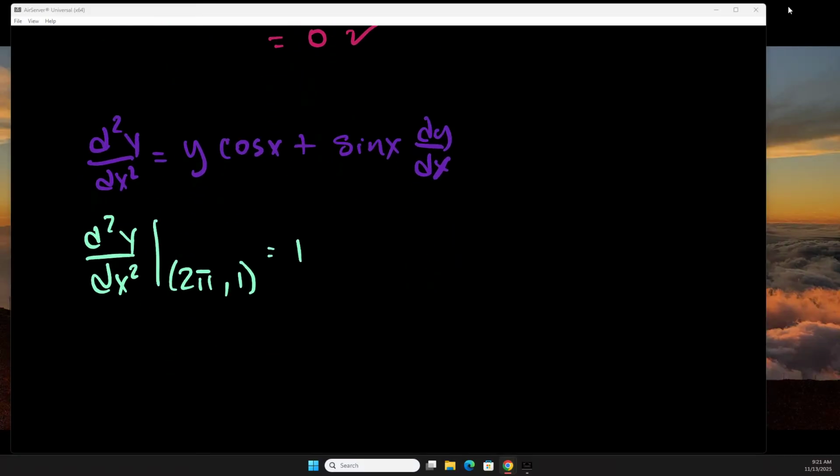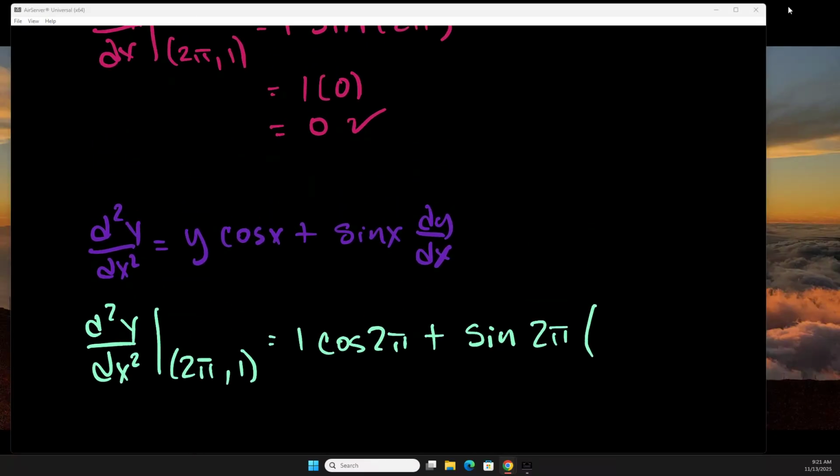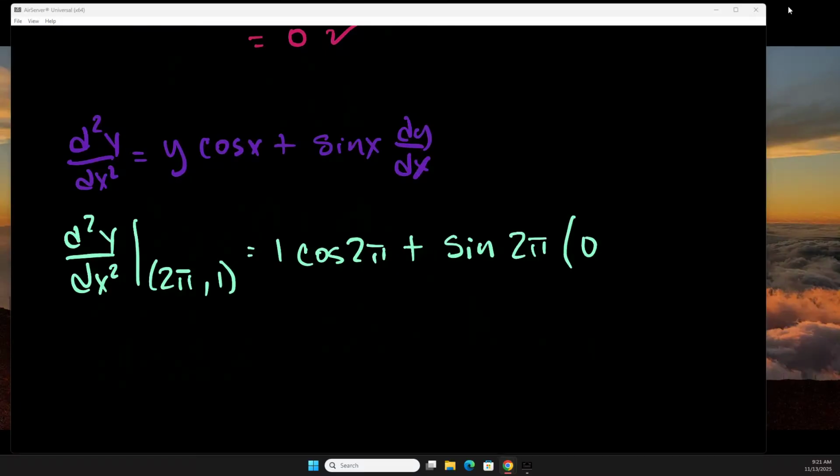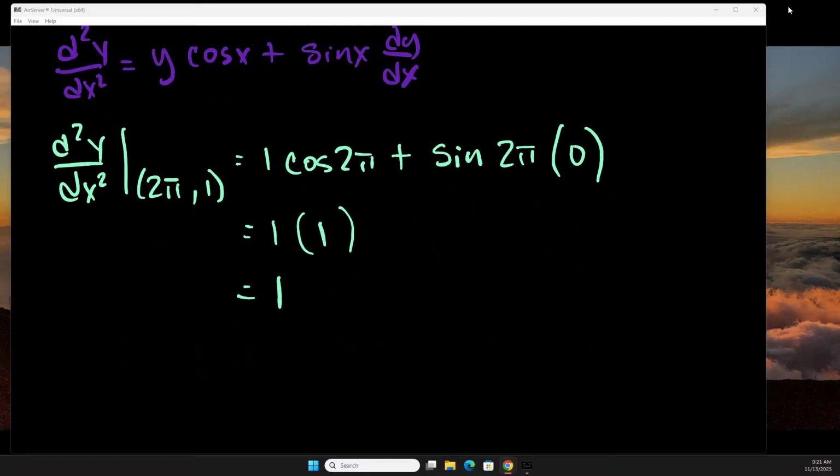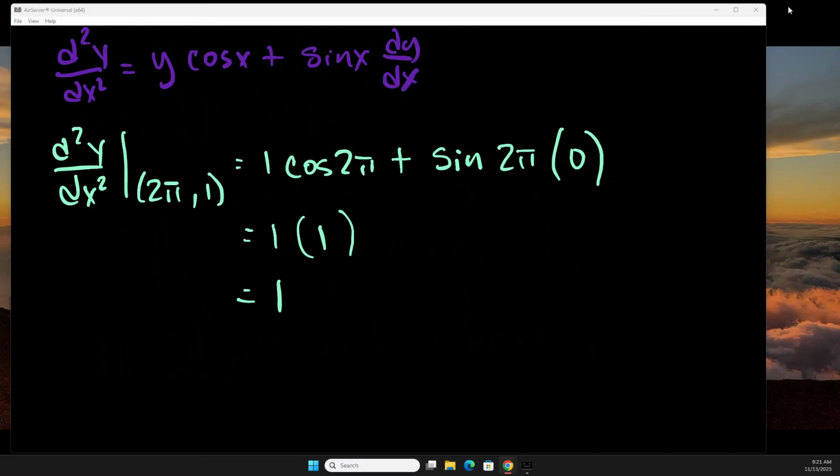All right, so we're going to plug 1 in for y, and we're going to plug 2 pi in for x. And in the place of dy over dx at (2 pi, 1) is going to be 0. All right, what about the cosine of 2 pi? 1. All right, and now this sine of 2 pi is 0, but we don't need that because it's multiplied by 0, so we end up with 1. One is obviously a positive number.